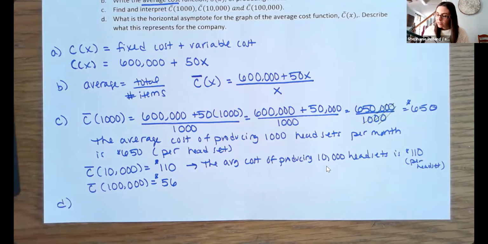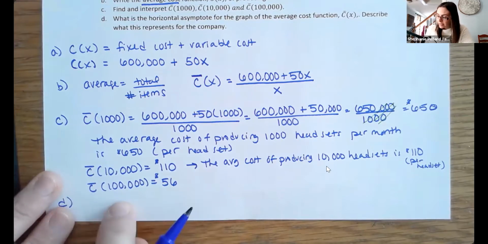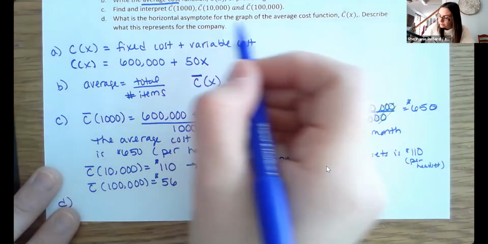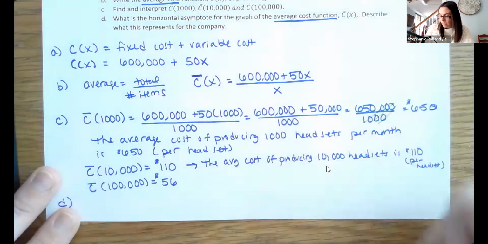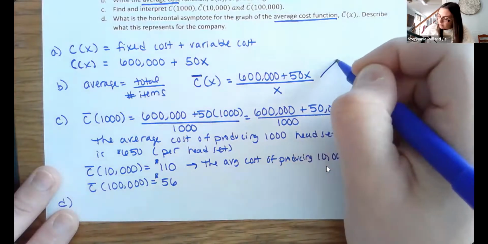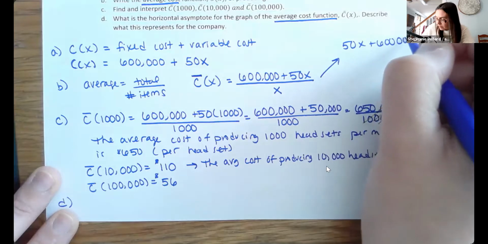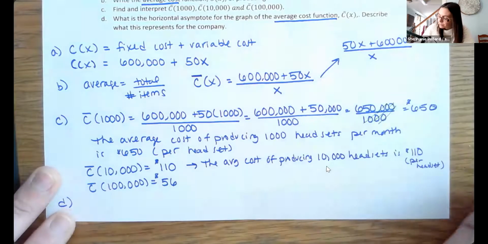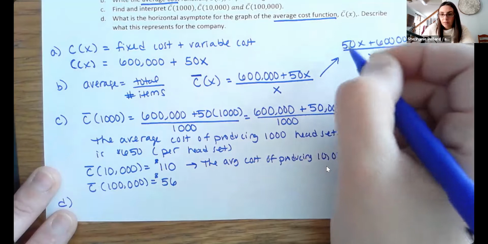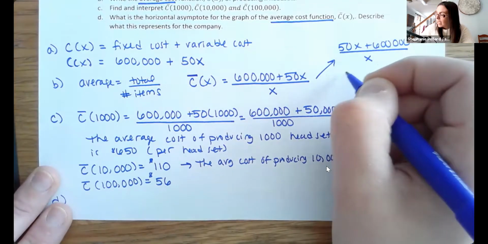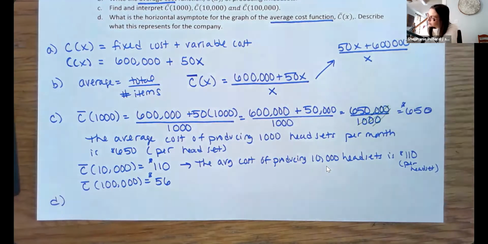So the last thing is, what is the horizontal asymptote for the graph, and describe what it represents for this company. So our horizontal asymptote, and again, we're looking for the average cost function here. Notice that we could rewrite this as 50x plus 600,000 over x. So you have the same powers here, right? I have that same power.